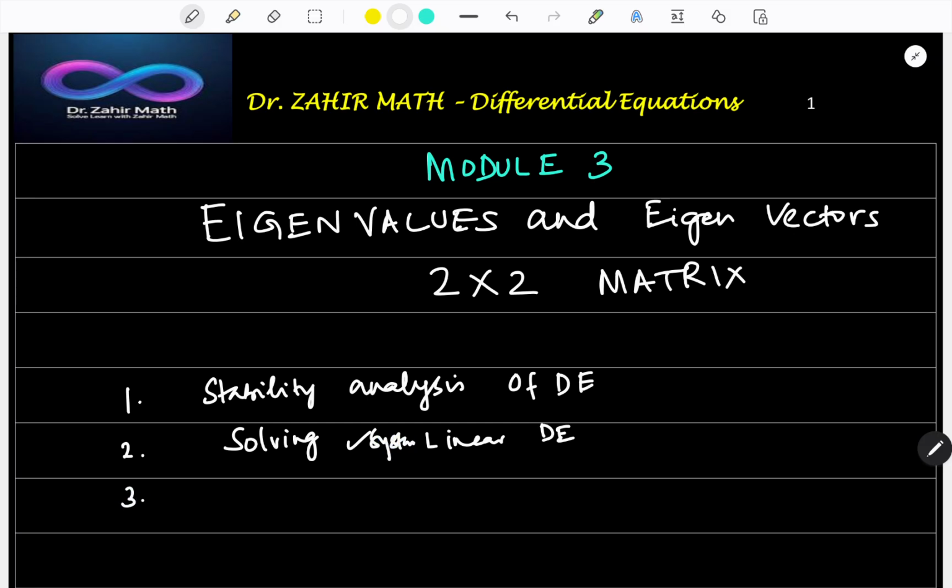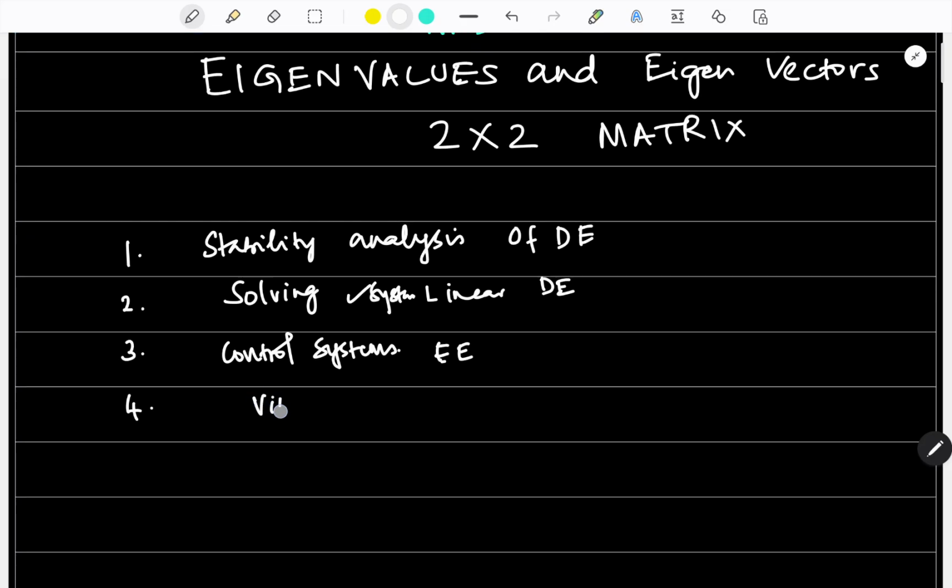Then mainly in electrical engineering, we will use them in control systems. In control systems, in a lot of places we convert differential equations to matrices. The next thing is in mechanical systems, where we use them in vibration modes. And the latest application is in data science, everywhere we see data science and artificial intelligence.